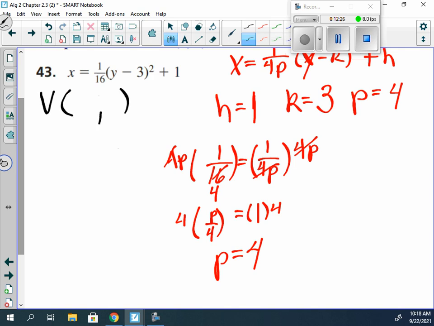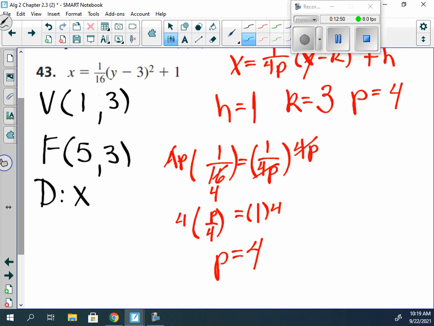Vertex. So h comma k, which would be 1 comma 3. Now the focus is h plus p comma k. So 1 plus 4 is 5, comma 3.